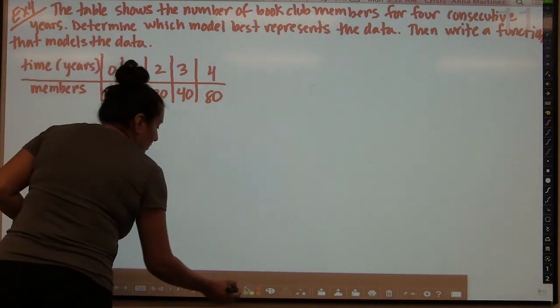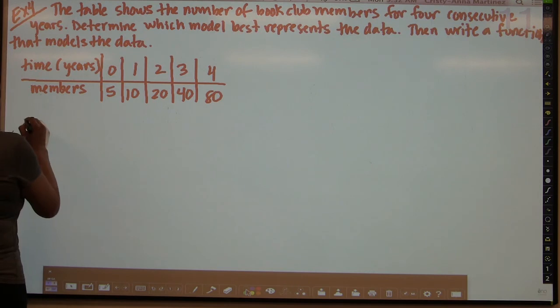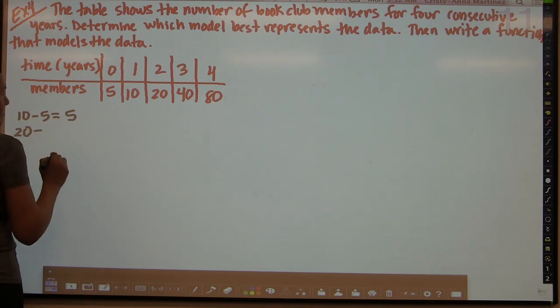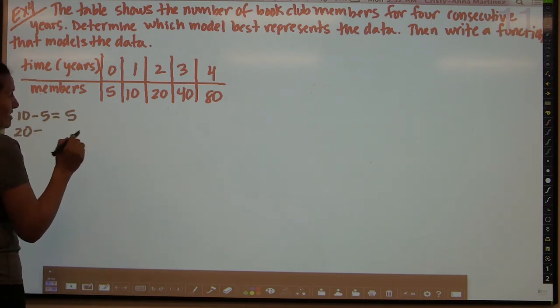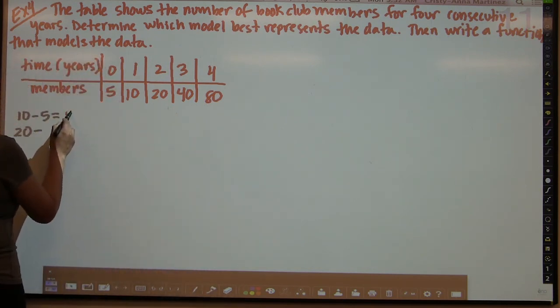So we need to find our differences here. So we're going to do 10 minus 5, which is 5. 20 minus 10. Actually, I already noticed the pattern, so I'm going to abandon this idea. And you're okay to do that if you see a pattern right away.